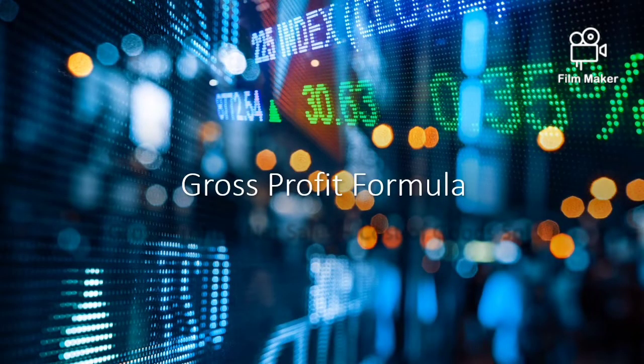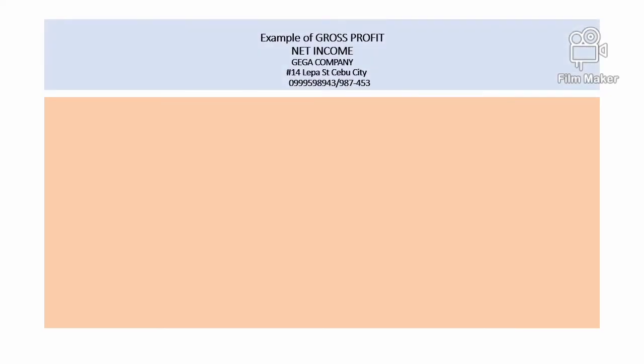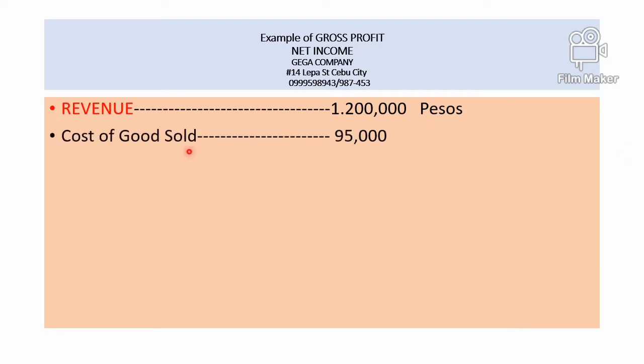Gross profit formula. Gross profit is equal to net sales minus cost of goods sold. This is an example of gross profit. Net income. Margega Company, 14 Lepo Street, Cebu City. It has a cell phone number and a telephone number. First, it has a revenue of 1,200,000 pesos. Then cost of goods sold is 95,000.